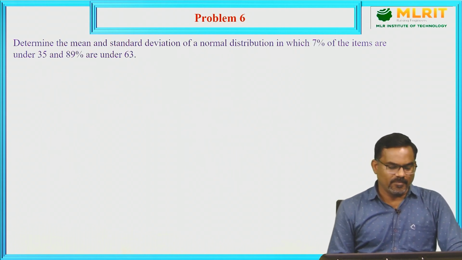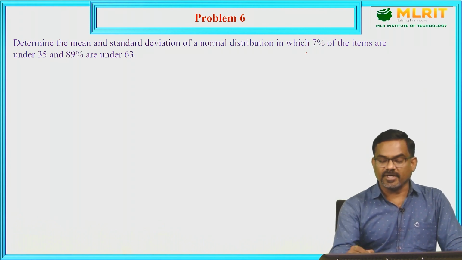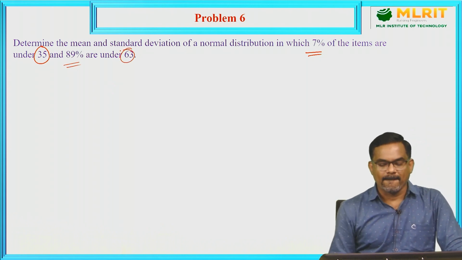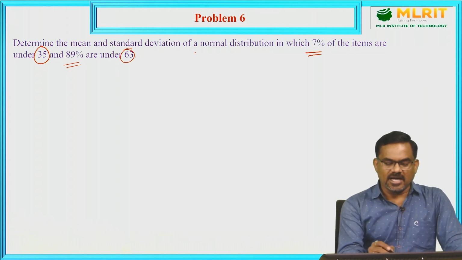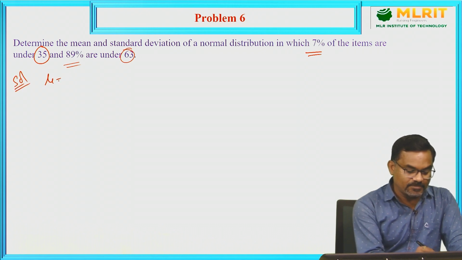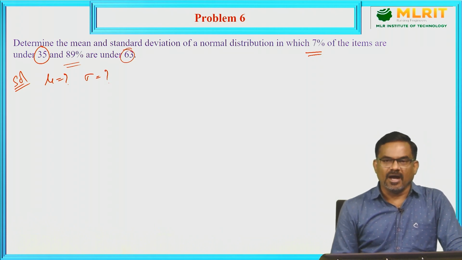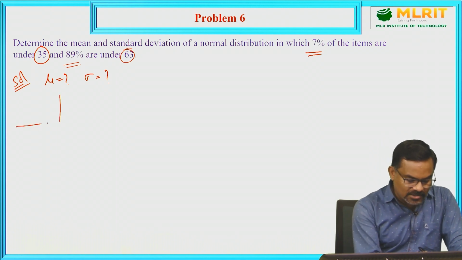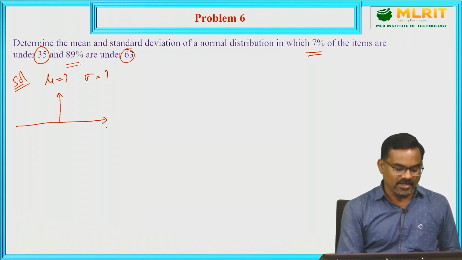And coming to the next problem: determine the mean and standard deviation of a normal distribution in which 7% of items are under 35 and 89% are under 63. So this is another important model. We need to calculate what is mu and what is sigma, the mean and standard deviation. And what is the given data? 7% of items are under 35.